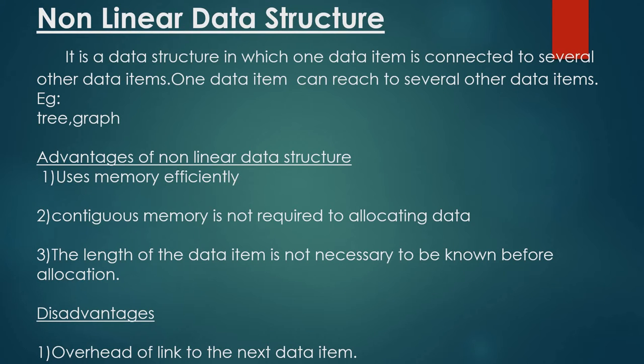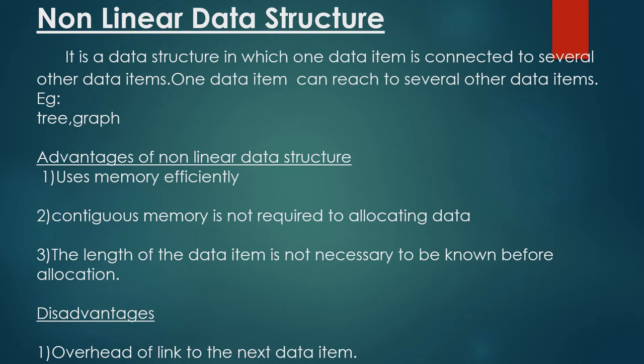Then what is a non-linear data structure? It is a data structure in which one data item is connected to several other data items. That is, one data item can reach several other data items. Examples of non-linear data structures are tree and graph.